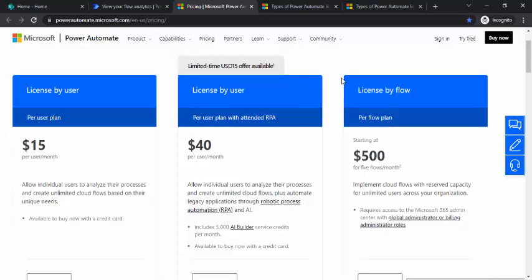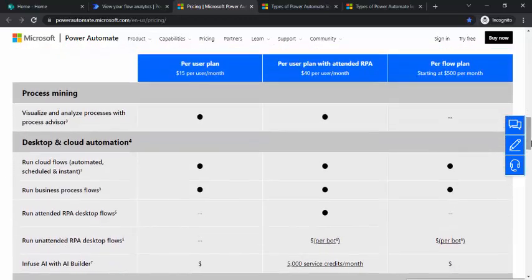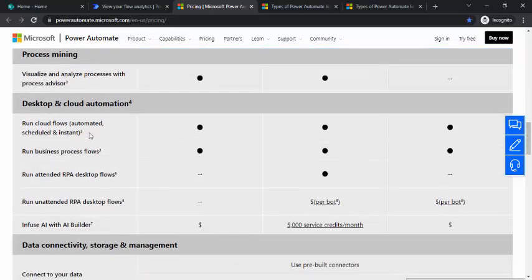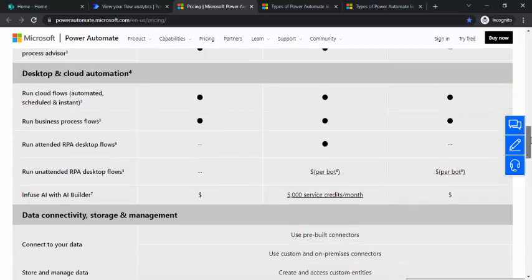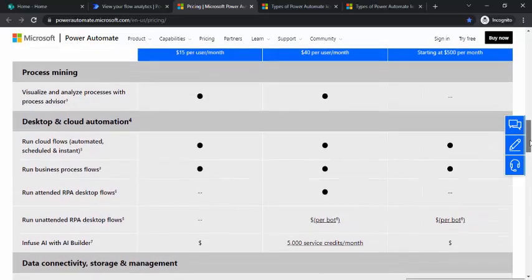Jumping right into the flow comparison, I'll scroll down so that you can get a brief comparison, not to the level of limits and actions, but at a high level. So per user plan, visual analyze process with Process Advisor, we have these two. And if we come down, run cloud flows, all the licenses have that, and run business process flows, all the licenses have that business flow version. The only difference comes up with the capacity plan for these licenses. So we'll talk about that capacity.